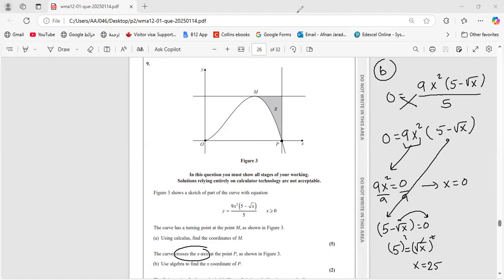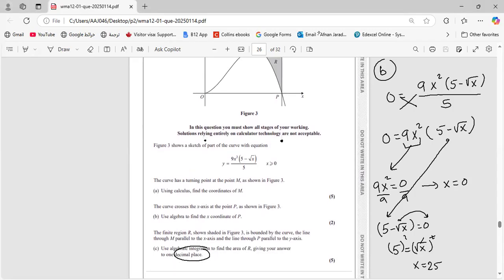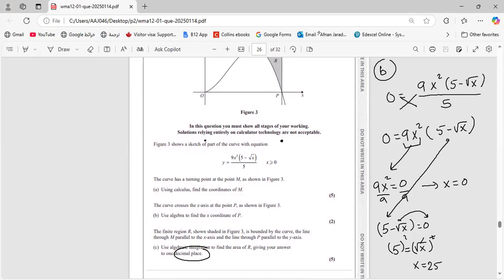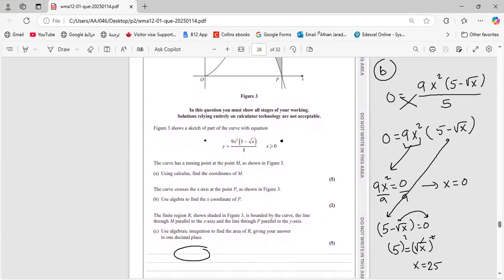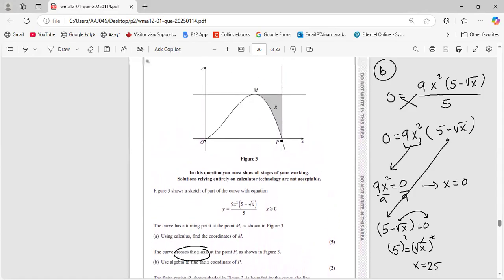Going to C, look at C. The finite region R shown shaded in figure 3 is bounded by the curve, the line through M parallel to the x-axis and the line through P parallel to the y-axis. Use algebraic integration to find the area of R, giving your answer to 1 decimal place.